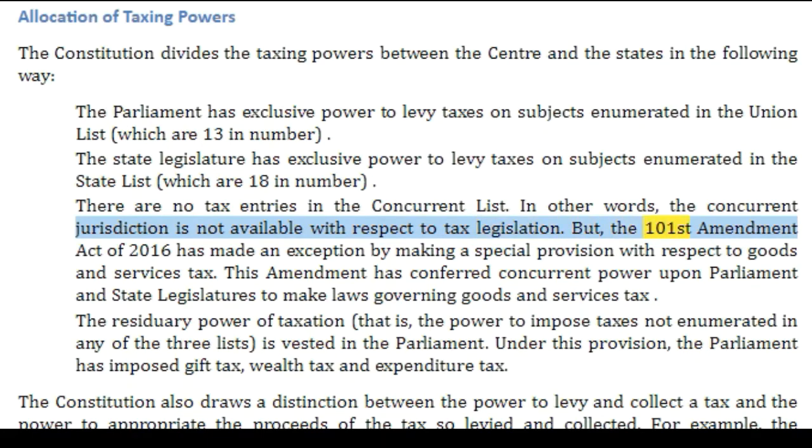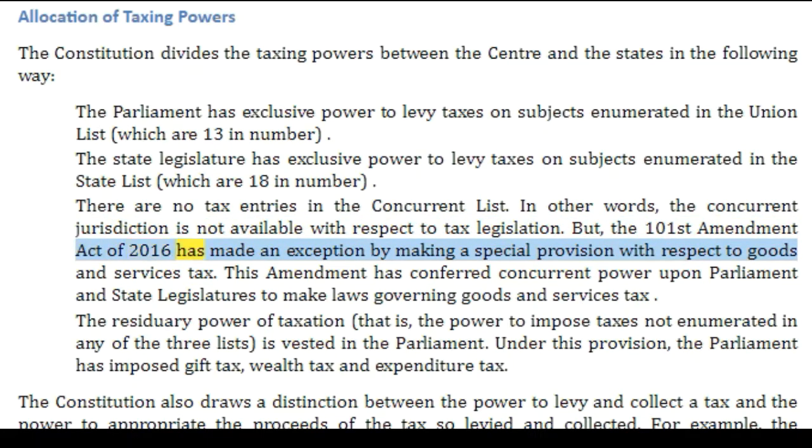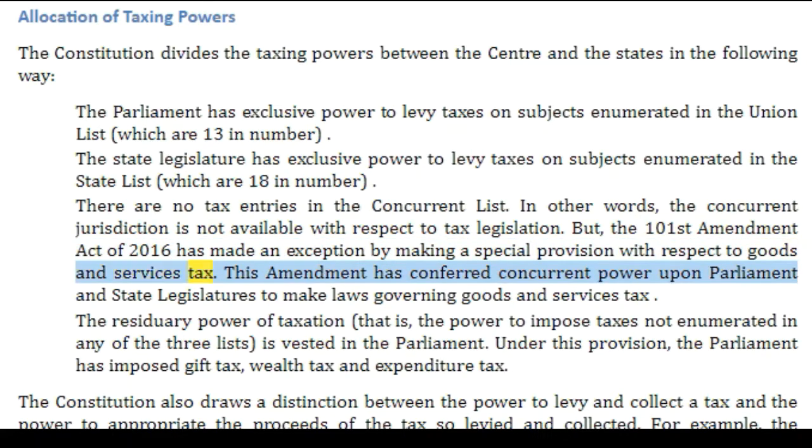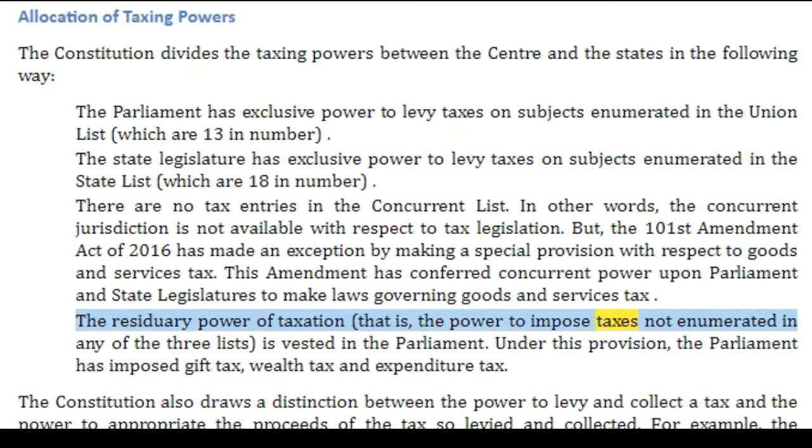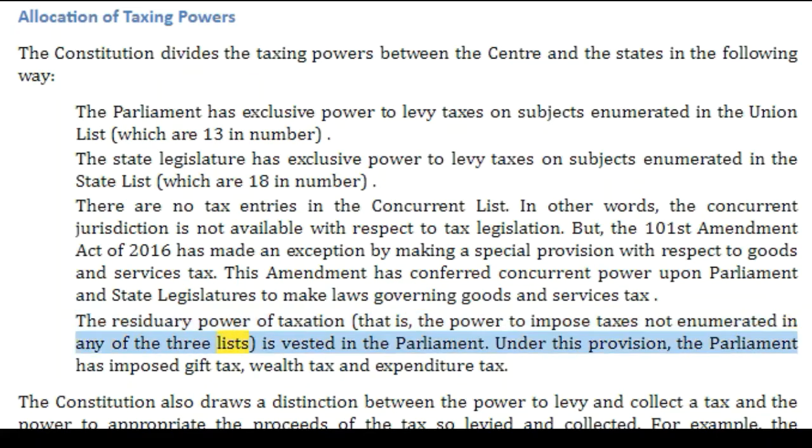But the 101st Amendment Act of 2016 has made an exception by making a special provision with respect to goods and services tax. This amendment has conferred concurrent power upon Parliament and state legislatures to make laws governing goods and services tax. The residuary power of taxation, that is, the power to impose taxes not enumerated in any of the three lists, is vested in the Parliament. Under this provision, the Parliament has imposed gift tax, wealth tax, and expenditure tax.